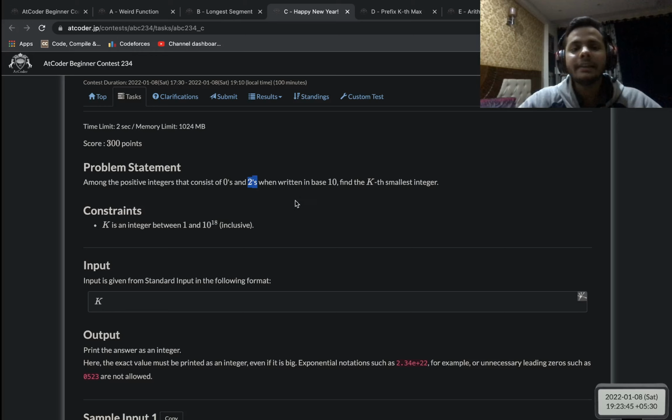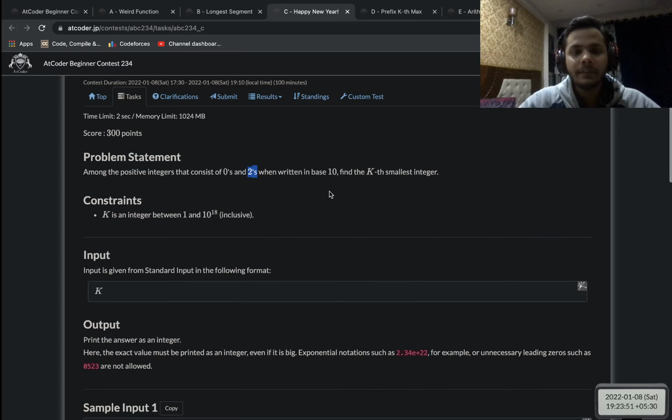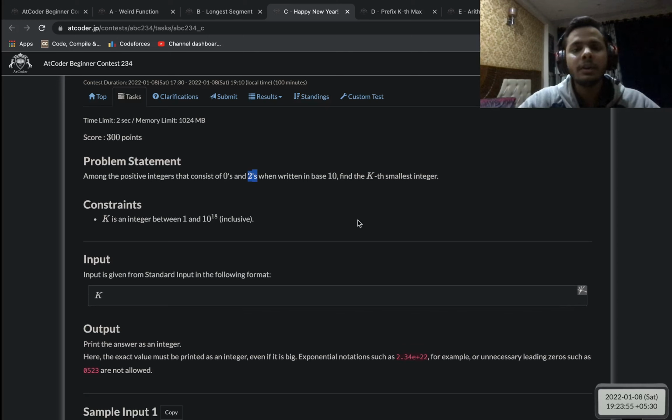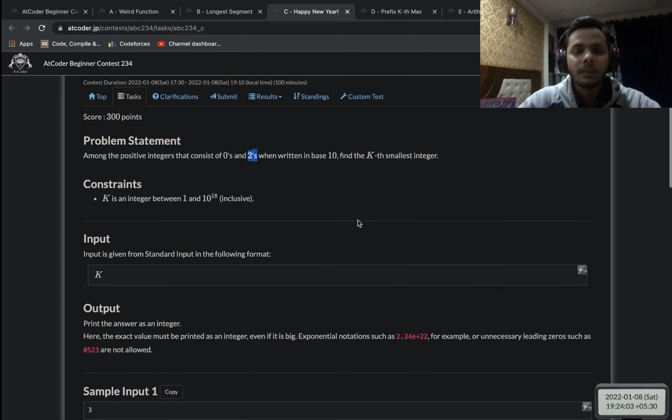So basically I can just replace all these 2's by 1's, find the kth smallest integer, and then again replace all the 1's by 2's. And that will be correct because every 1 still remains greater than a 0. So it doesn't matter if I use 1's or 2's. So yeah, that's the first thing we are going to do. Replace every 2 by 1.